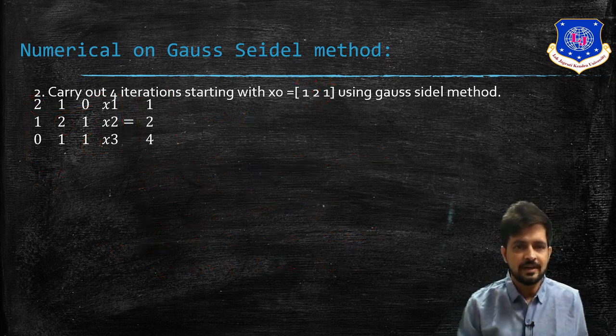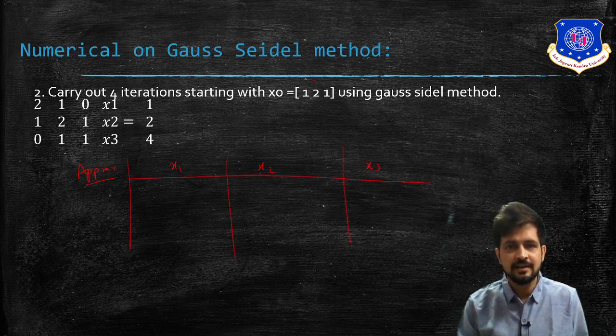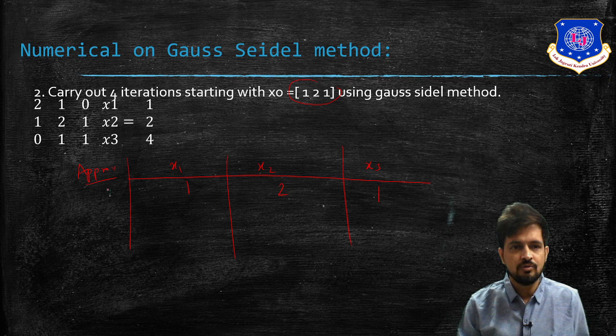So here I am making a table: approximation number, then x1, x2 and x3. See, here we have to start from the initial guess. The initial guess is already given, so you have to start from 1, 2 and 1. Okay, fine. So we have already found x1, x2, x3, and then you have to find the answer.